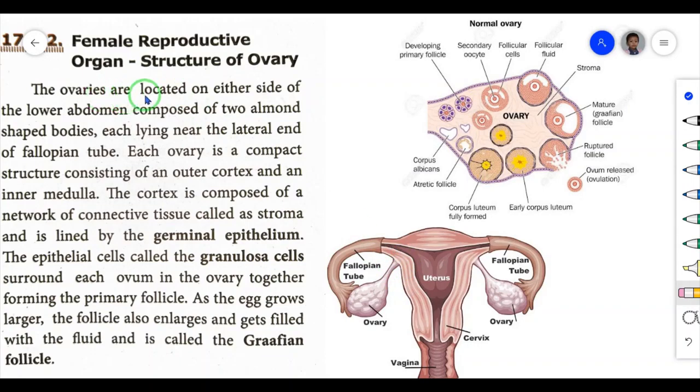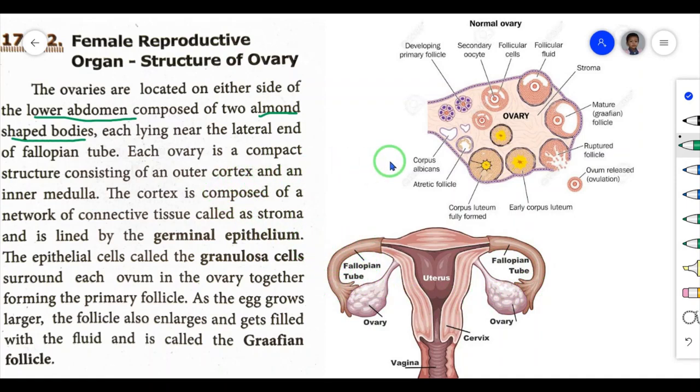The ovaries are located on either side of the lower abdomen. So where is it located? Either side of the lower abdomen, composed of 2 almond shaped bodies, each lying near the lateral end of the fallopian tube. So there is the right ovary and the left ovary. Only at the lateral end of the fallopian tube are these ovaries located.